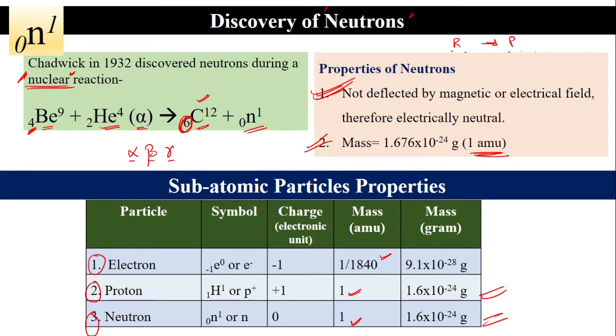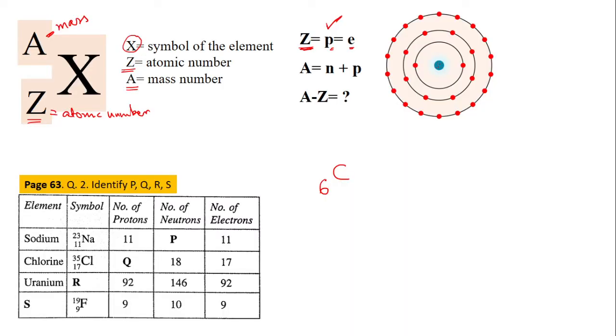Whether by changing the atomic number, will the element change or can it remain the same? The element will change. Definitely it will change. Now suppose I change the mass. Carbon 6, 6 is what? Down I have written, you have to write down only, that is the atomic number. Z is equal to atomic number.